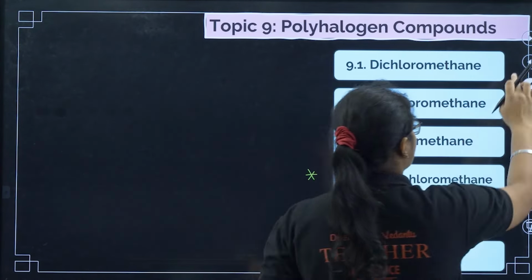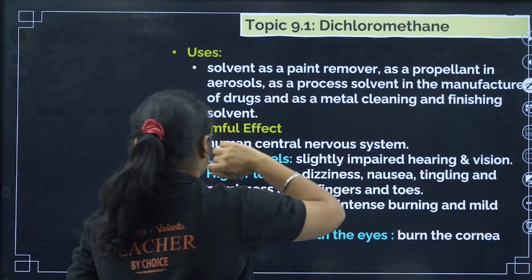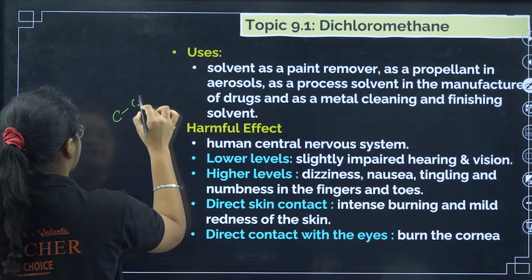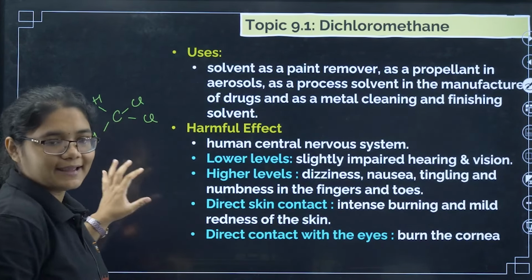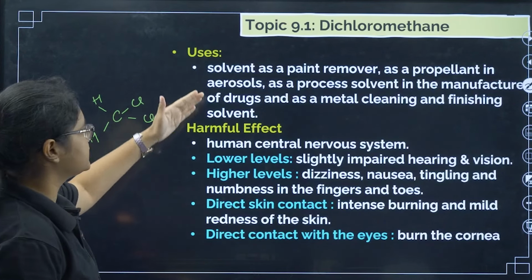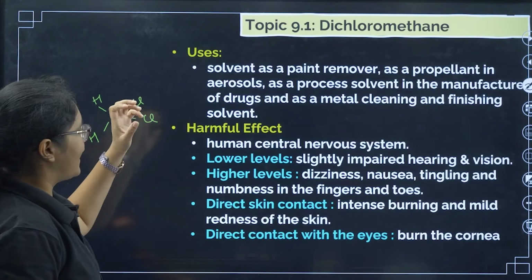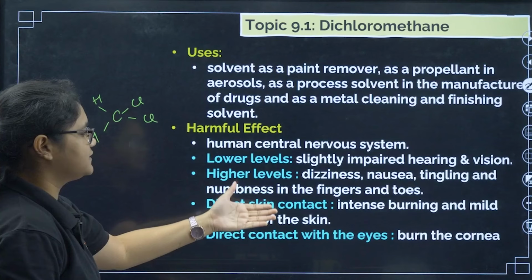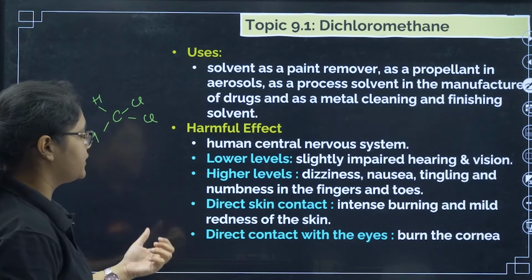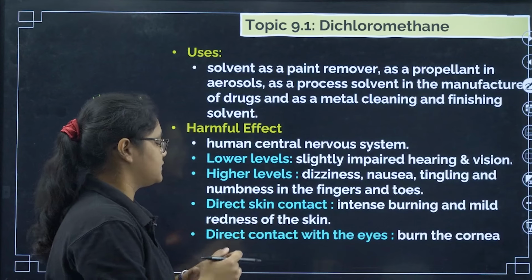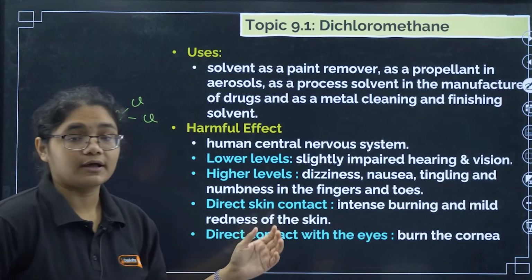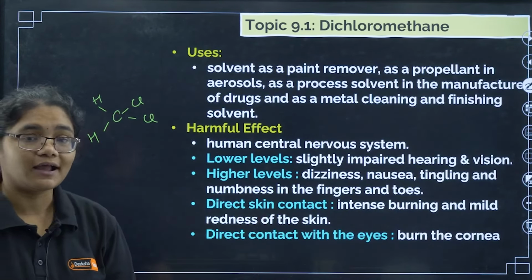So let's see first of all dichloromethane. What is the structure of dichloromethane? You have it like this. This is dichloromethane, a geminal dihalide, right? What are its uses? It is used as a solvent. And what are its harmful effects? Dizziness, impaired hearing and vision. Indirect skin contact can also cause a problem. It can even burn your cornea if you have direct contact with the eyes.